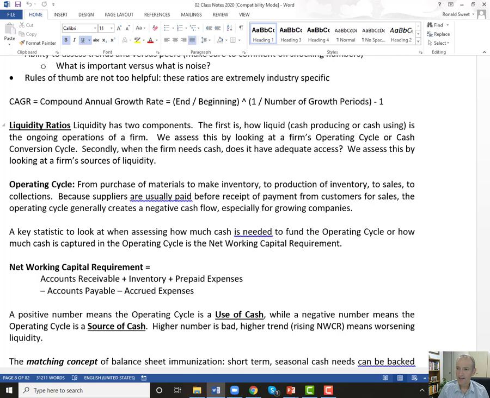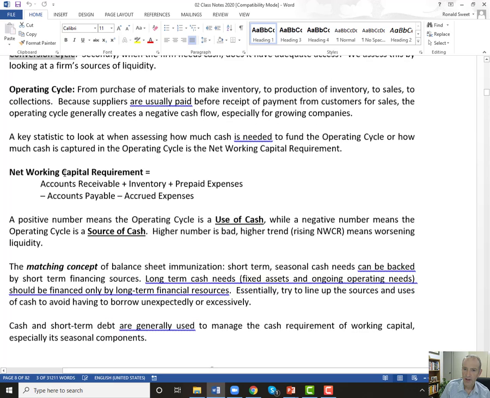The second thing is, if the firm needs cash, can they get their hands on it? Do they have liquid resources? We're not going to spend very much time on that second one. That's really where the solvency analysis comes in. Do they have the ability to borrow money, issue stock? So we're not going to cover that. We're really going to focus on this first one, the operating cycle, also known as the cash conversion cycle.